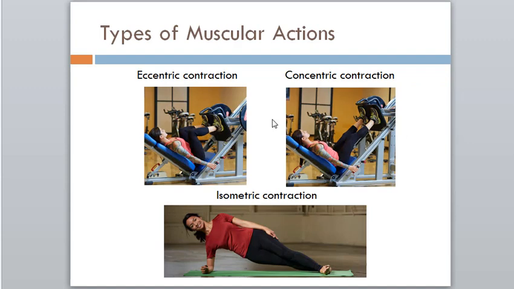So all three images here are the muscles trying to contract. This one results in the muscle shortening. This one results in the muscle lengthening. And then iso means the same. Isometric contraction means that there's no change, that the amount of force being generated is exactly equal to the amount that gravity is pulling down on it, thus no movement is occurring.